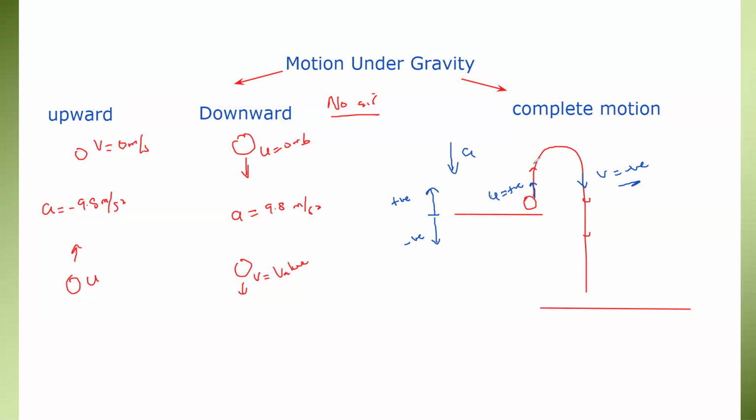So if I ask what is the acceleration at this point for a complete motion, you will take it as negative 9.8. Even if I ask what is the acceleration at this point, you will also take negative 9.8, because all the vectors pointing downward we are considering as negative. At all positions, the acceleration is pointing downward. That's why we took negative 9.8.